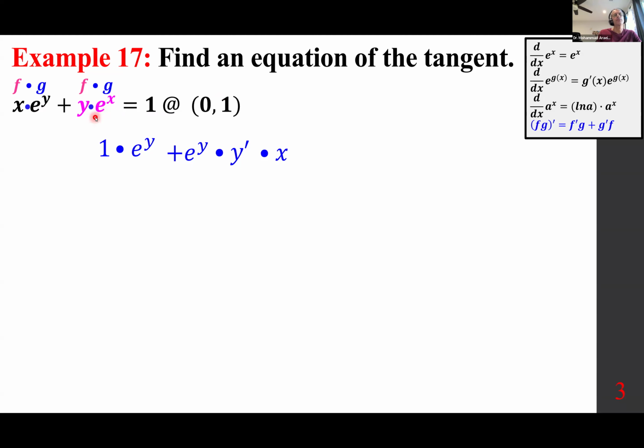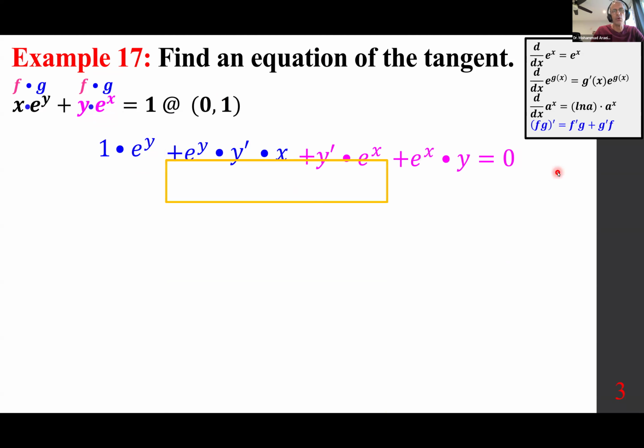So f prime g plus g prime f. And now this part. Y, the derivative is y prime times e to the power of x, which is g, and g is e to the power of x itself, times y, which is equal to 0, because the right side is a number. Now, we keep these two because they involve y prime, and we take this one and this one to the other side, and we make both of them negative.